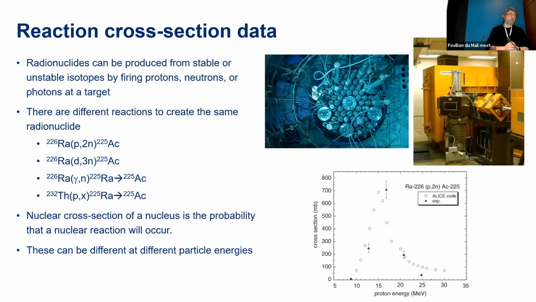We can also think of cross-section data, or reaction cross-section data, as a type of decay data. So obviously we know that radionuclides can be produced from stable or unstable isotopes by firing different particles at a target. And there are different reactions that we can use to create the same radionuclide. So there's a list for, we can fire lots of protons, deuterons, or gamma rays at radium-226, and we can eventually result in actinium-225. Or we can go through spallation of thorium-222 and produce radium-225, or you can produce actinium-225 directly.